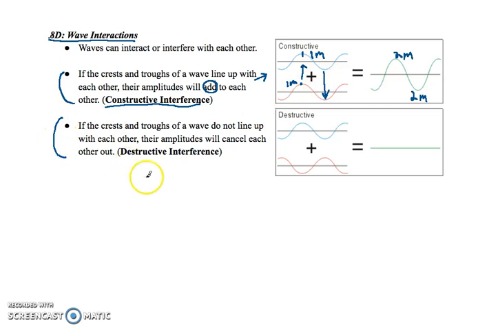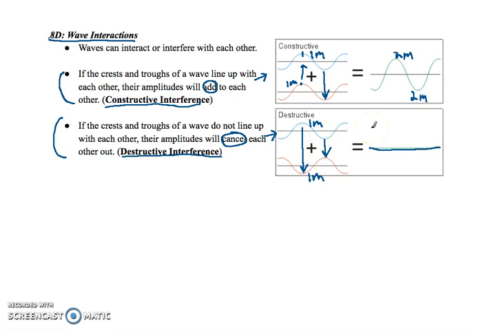The other thing that can happen is you could have destructive interference. And that's, you might have guessed, if the crests and troughs of the waves do not line up with each other. Their amplitudes are going to cancel instead. So like if you had this over here, you see the blue and the red. A crest of the blue lines up with a trough of the red. Trough of the blue lines up with the crest of the red. They're kind of out of sync with each other. So let's just say they each had an amplitude of 1 meter. What's going to happen when they combine? They're going to basically cancel each other out, and you're going to get this zero line.